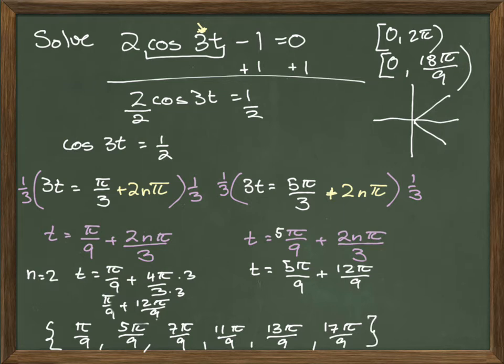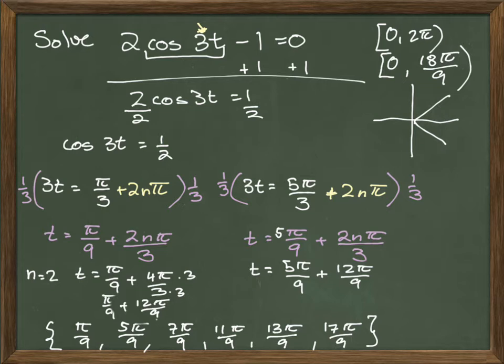We're actually done, because if we were to make n equals 3, then we get 6 pi over 3, which is 18 pi over 9, and that would be outside of our limit there.